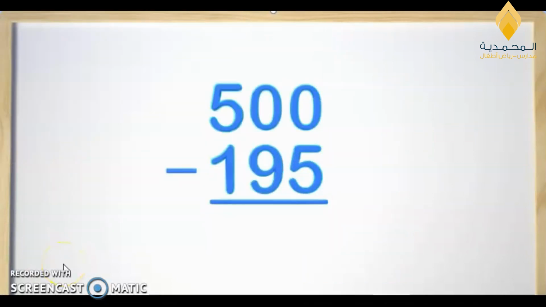Let's take another example. If we have 500 minus 195. Start subtracting from the ones place. Look, 0 minus 5. We cannot take away 5 from the 0, right? So we should move to the tens place. Can we take anything from the 0? No, we cannot. So we will move to the hundreds place. Maybe the 5 can help us.